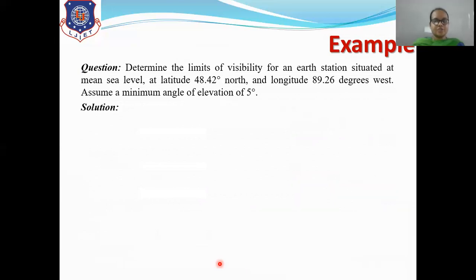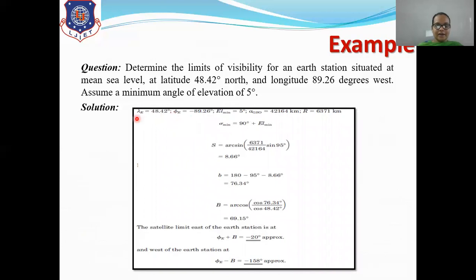Determine the limits of visibility for an Earth station situated at mean sea level at latitude 48.42 degrees north and longitude 89.26 degrees west. Assume the minimum angle of elevation is equal to 5 degrees. So latitude has been given, and longitude has also been given, that is 89.26 degrees west, which is negative. So first of all, lambda E will be equal to 48.42, positive since it is north, and phi E, which is in the west, will be negative, minus 89.26. EL minimum is 5, and AGS and R we know.